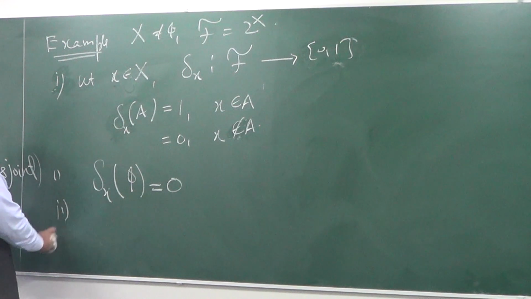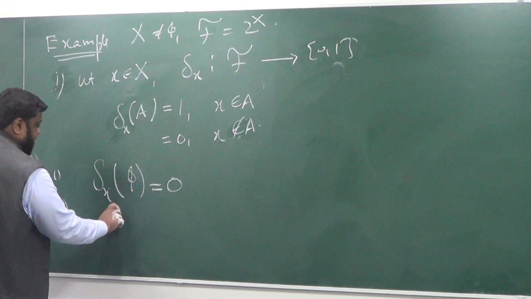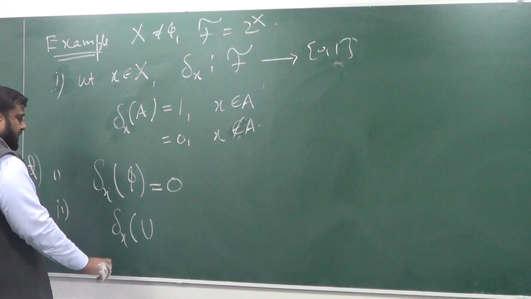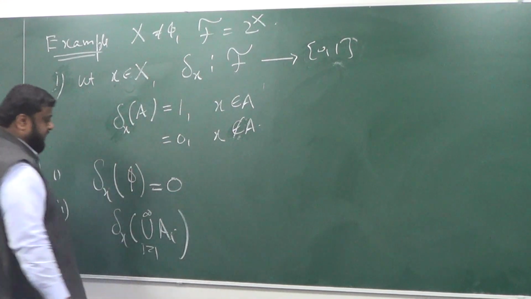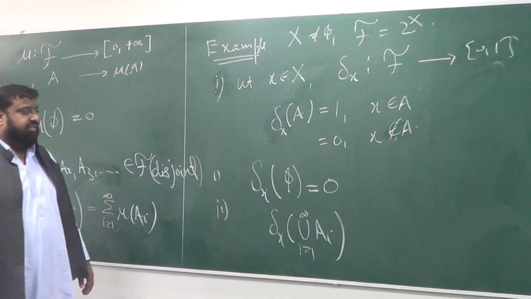How about the second property? Take the disjoint sets A i, and take their union. I want to consider delta x operated onto the union, and see whether I get the sum of delta x of A i's or not. This is what we would like to have.